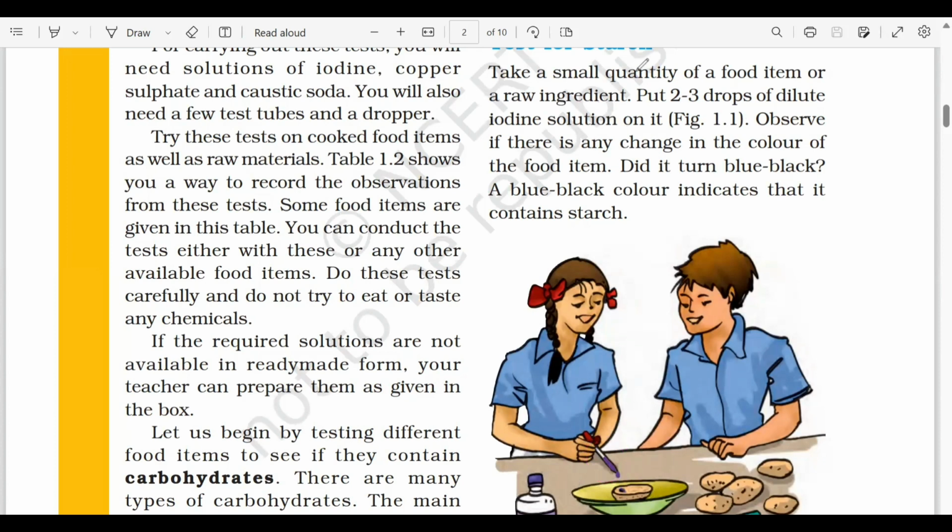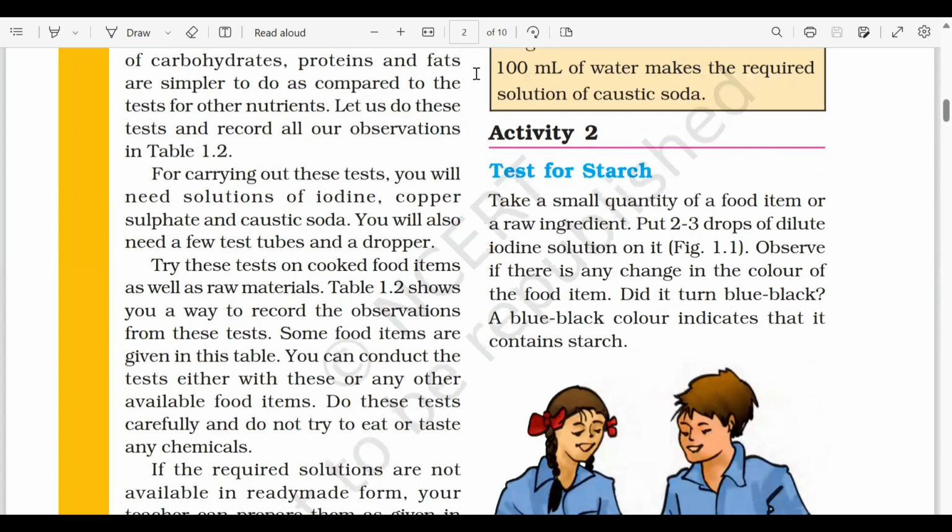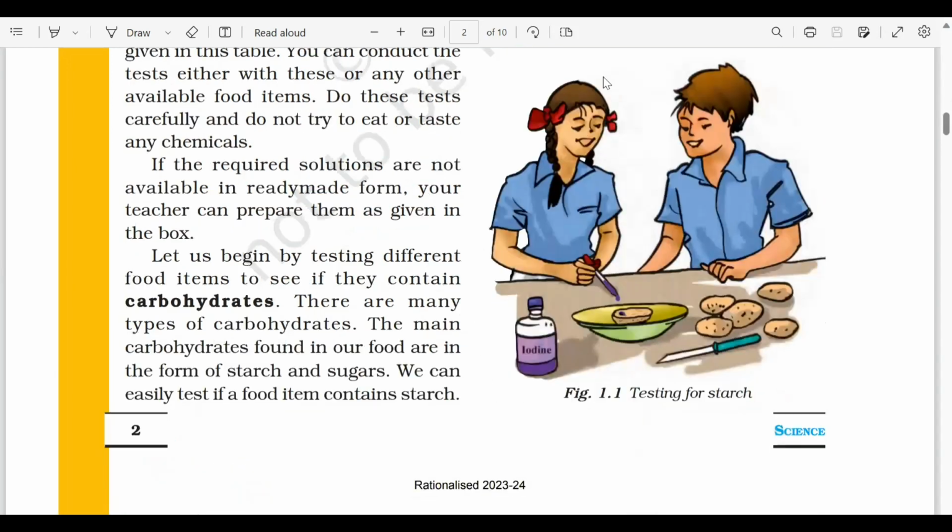Remember that for the starch test, we need iodine solution. We use iodine solution for detecting the presence of starch. If the food item contains starch, it is going to turn blue-black in color. Now let's see whether the potato has turned blue-black or not. Here you can observe that the potato has turned blue-black, so this indicates the presence of starch.